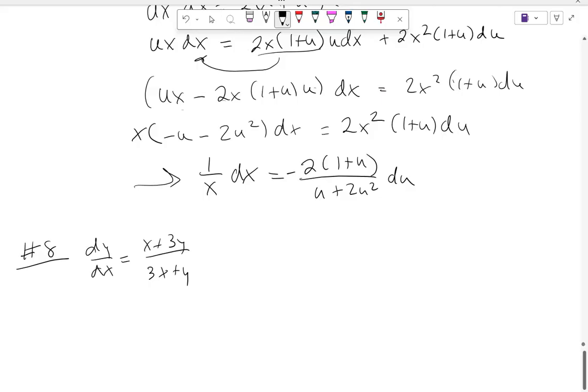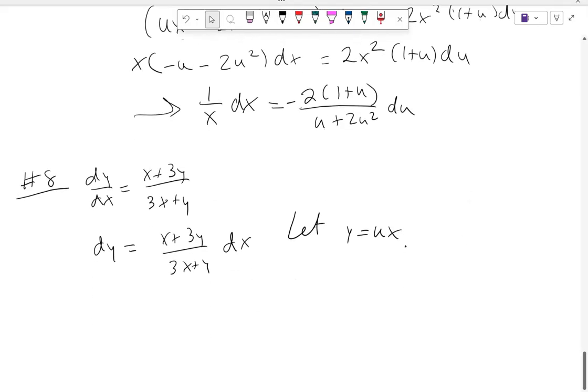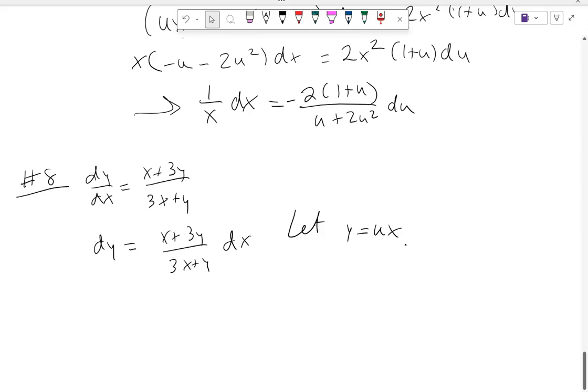This is the technique that we typically use for homogeneous, by the way, is just to do this substitution and get a separable differential equation. It's not particularly exciting. It's just what we recognize that we can do. Okay. So let's do that. So again, I'm going to write this as dy equals x plus 3y over 3x plus y dx. And we'll let our y equals ux again. The only reason why I wrote it that way is so that it makes this side a little bit nicer when I do it.